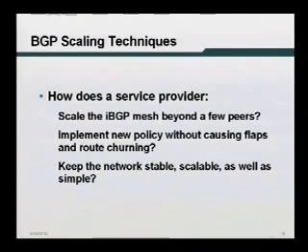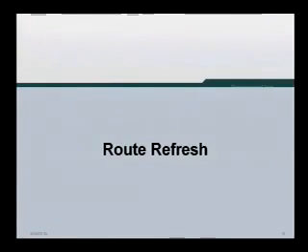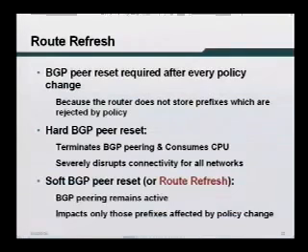And of course, the other one is keeping the network stable, scalable, as well as simple. Well, stability, I think, is the major point. Okay, route refresh. Well, BGP peer reset is required after every policy change. Right? If you're talking iBGP or eBGP to your neighboring router, you're filtering some of the prefixes you've got from that neighboring router. Well, those prefixes are discarded.